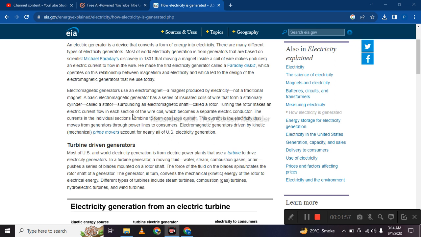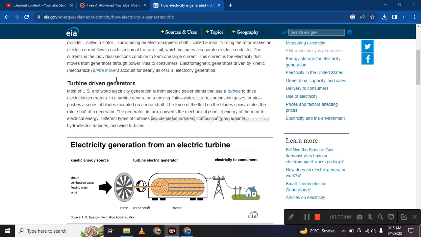Electromagnetic generators driven by kinetic mechanical prime movers account for nearly all of US electricity generation. Turbine driven generators: most of US and world electricity generation is from electric power plants that use a turbine to drive electricity generators. In a turbine generator, a moving fluid, water, steam, combustion gases, or air, pushes a series of blades mounted on a rotor shaft. The force of the fluid on the blades rotates the rotor shaft of a generator. The generator, in turn, converts the mechanical kinetic energy of the rotor to electrical energy. Different types of turbines include steam turbines, combustion gas turbines, hydroelectric turbines, and wind turbines.